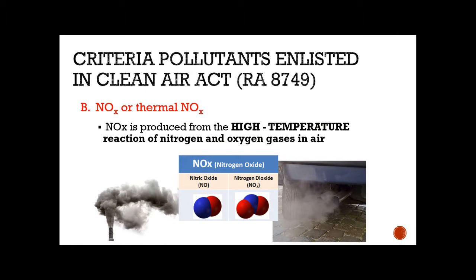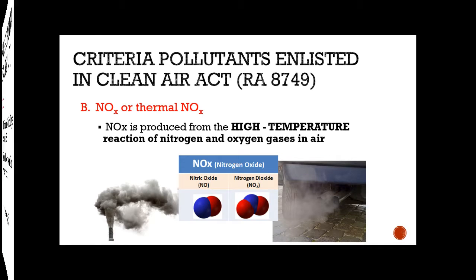Now, another criteria pollutant is the NOx, or what we call thermal NOx. Although the fossil fuel does not contain nitrogen, the atmosphere is very abundant in nitrogen, and therefore at very, very high temperature, which normally occurs in the engine of an industrial plant as well as a vehicle, you will be producing NOx from the product of NO and oxygen. So NOx is also termed thermal NOx because oxidation happens in the atmosphere at very, very high temperature.